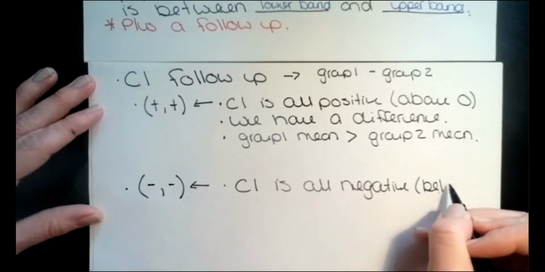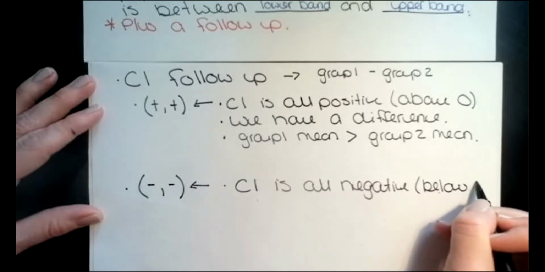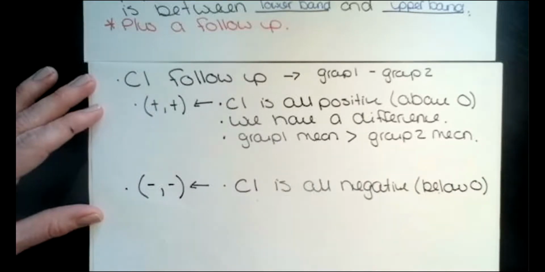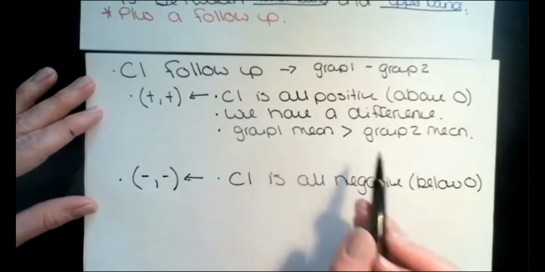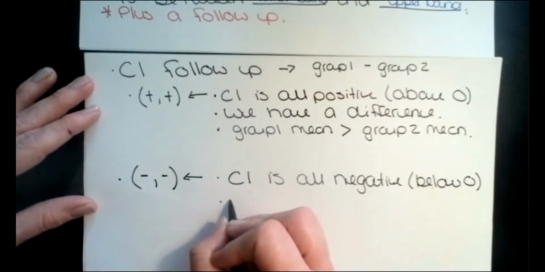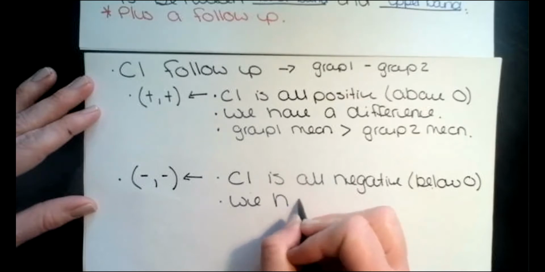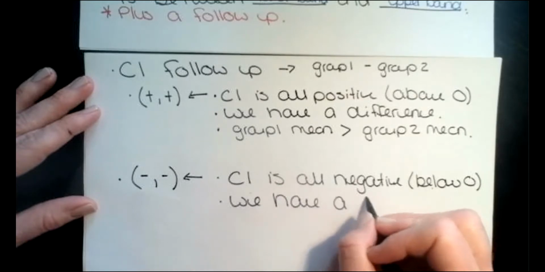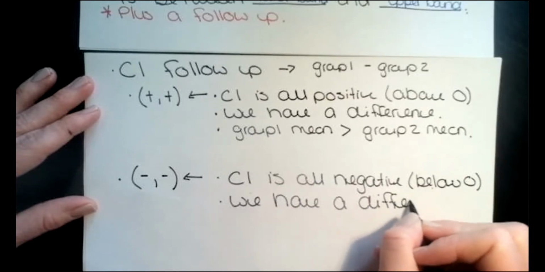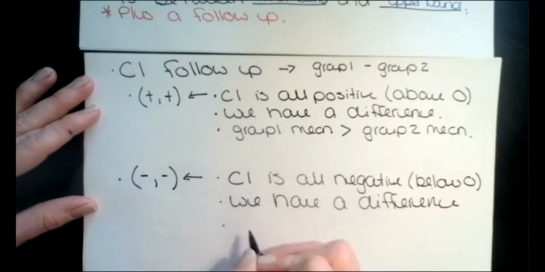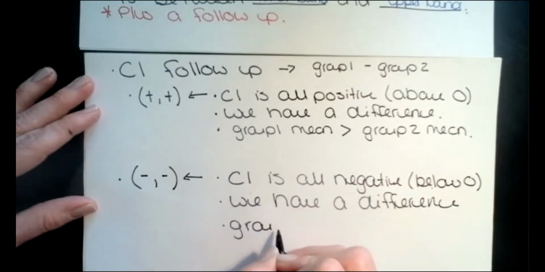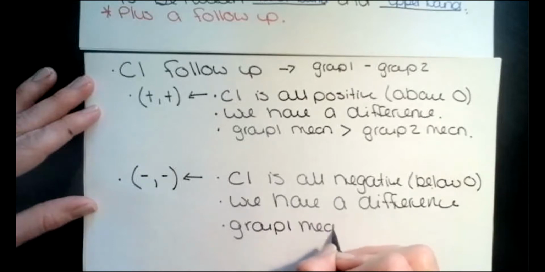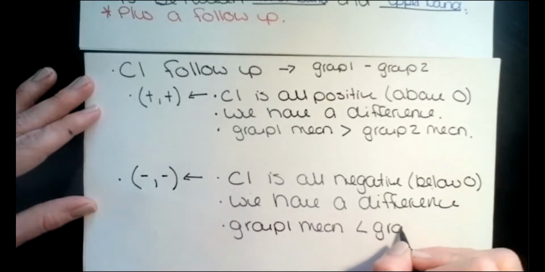Means it's below 0. And the only reason why I care if it's below 0 is because that's what's telling me which group is larger. So we are showing a difference. And this means that group 1 mean is less than the group 2 mean.